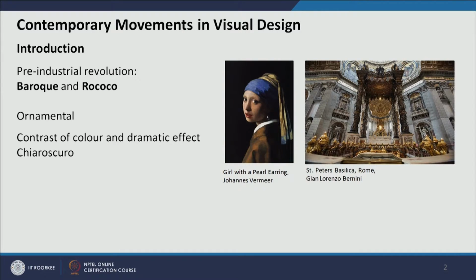So there was a term called chiaroscuro, which describes a dramatic effect of light and shadow. Here we can see Vermeer's painting, Girl with a Pearl Earring. Here you can see there is a lot of contrast in the light and shadow. So dramatic effect and ornamentation were the key characteristics of Baroque and Rococo.